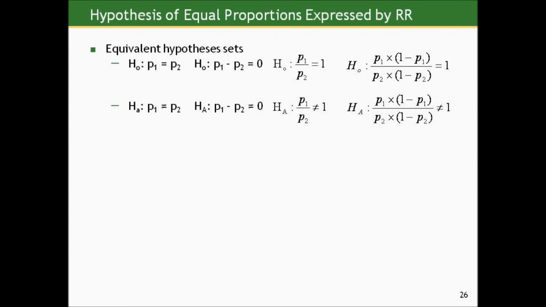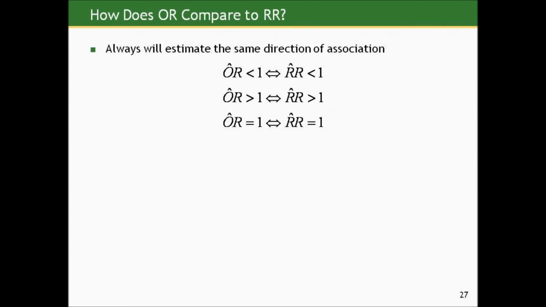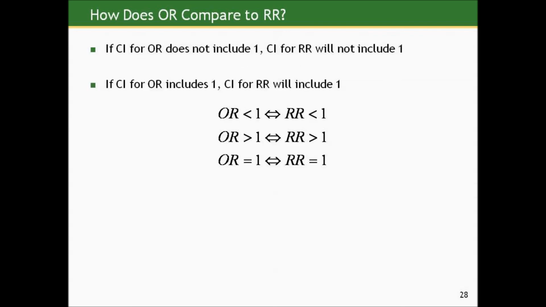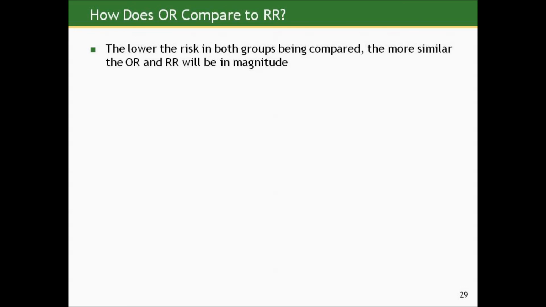How does the odds ratio compare to the relative risk? Well, it's never going to betray the results from relative risk. The odds ratio will always estimate the same direction of association. If the odds ratio estimate is less than 1, then the corresponding relative risk will be less than 1 in the sample, and vice versa. And if the odds ratio observed is equal to 1, then the observed relative risk would be equal to 1. If the confidence interval for the odds ratio does not include 1, the confidence interval for the relative risk will not include 1. They will never give a different inference to the population level based on the confidence intervals. And if the confidence interval for the odds ratio does include 1, then the corresponding confidence interval for the relative risk will include 1. They're not necessarily numerically similar, however.